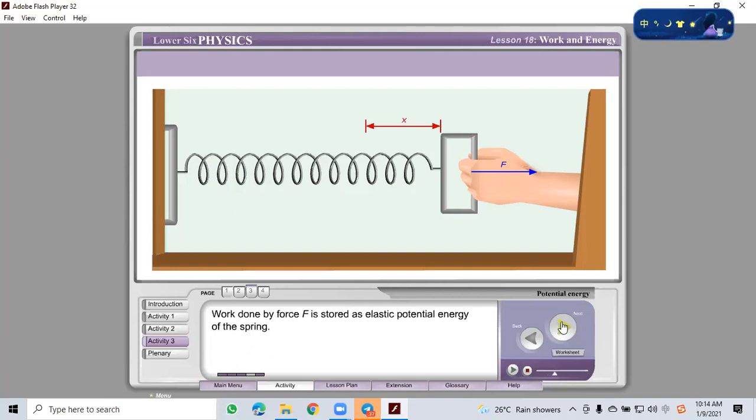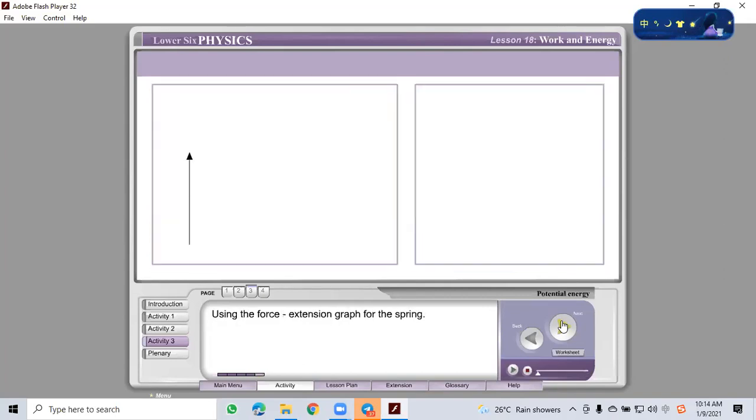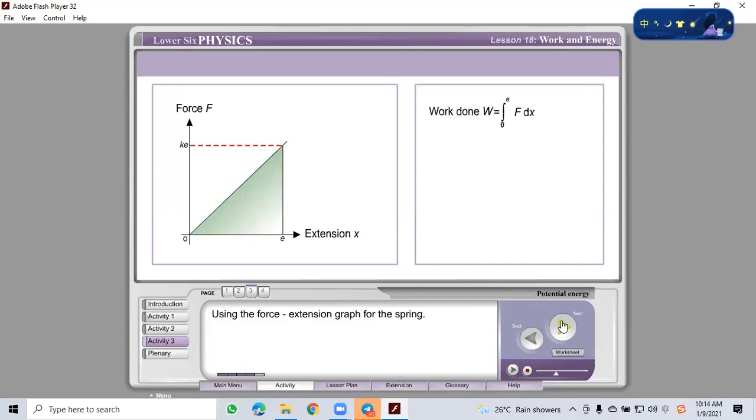Work done by force F is stored as elastic potential energy of the spring. Using the force extension graph for the spring, work done W equals the integration of F dx from limits 0 to e, which equals the integration of kx dx from 0 to e, which equals half ke squared, which equals half Fe, which is the area under the force extension graph.